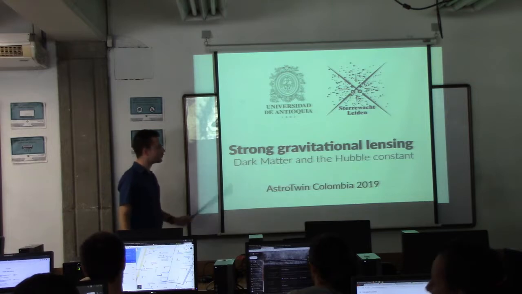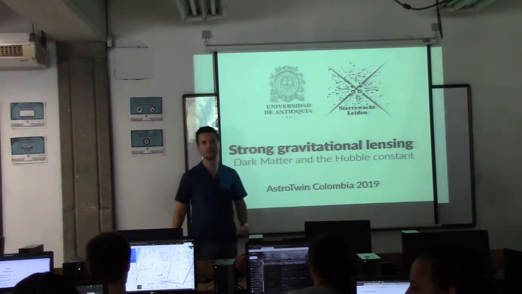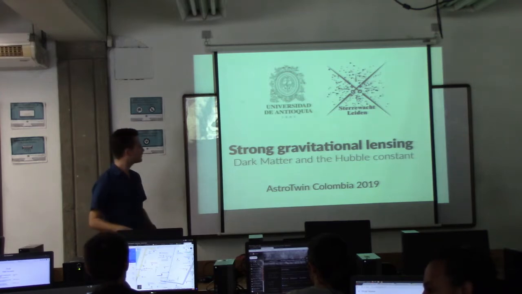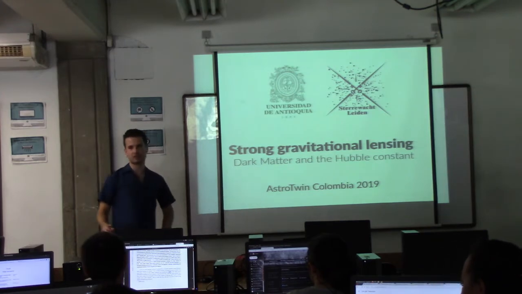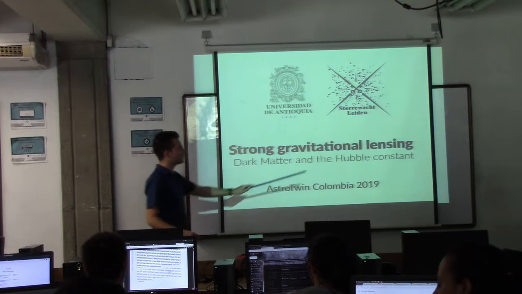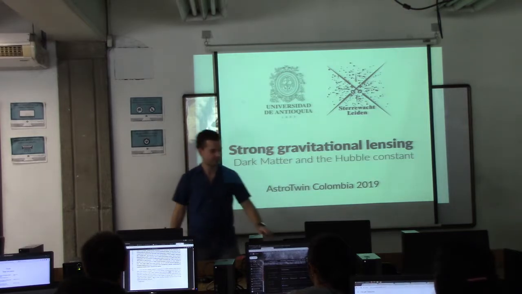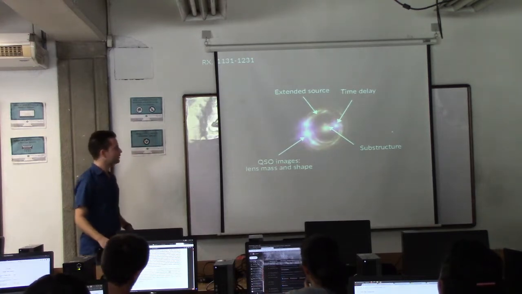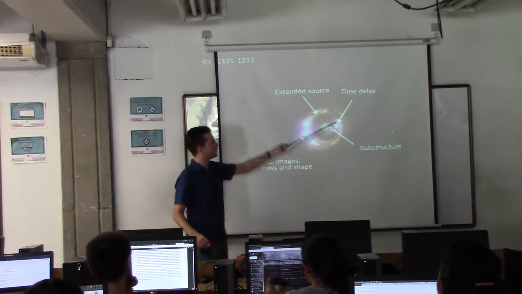In no particular order, I selected the two key applications of gravitational lensing in the cosmological context, which are probing the nature of the dark matter and measuring the Hubble constant. And as has been promised on the first day, we are trying to understand this system RXJ1131.